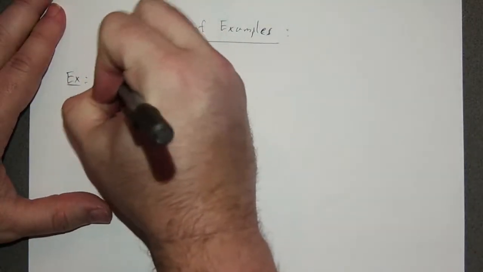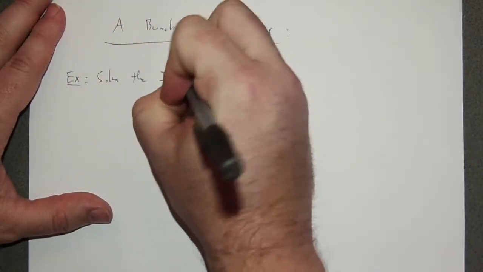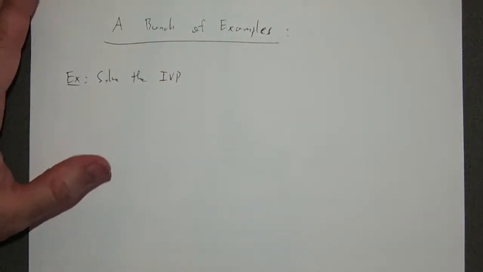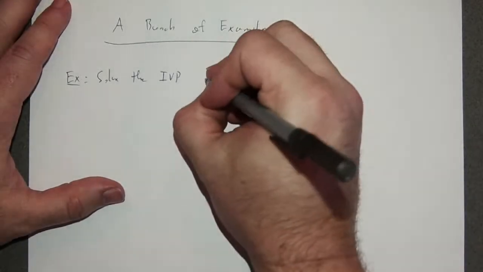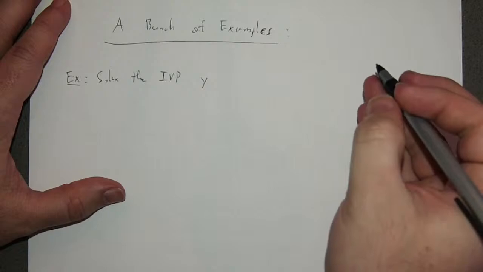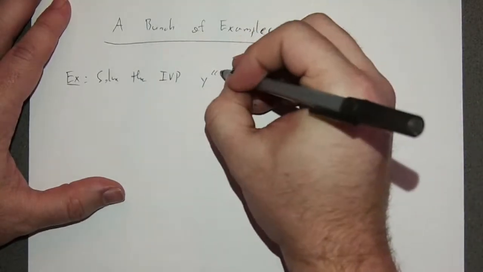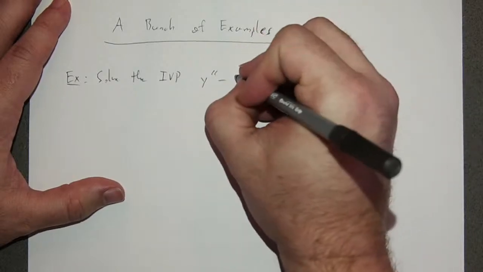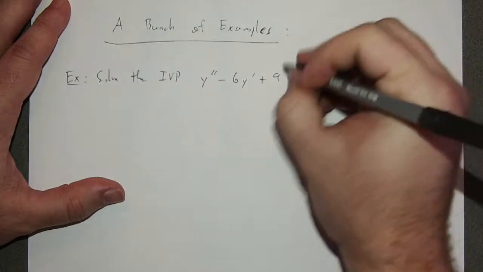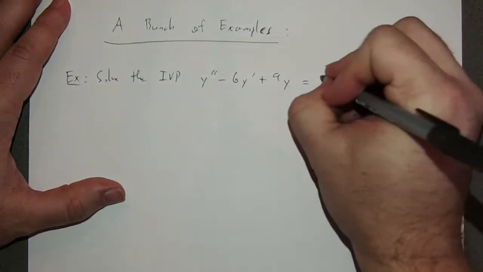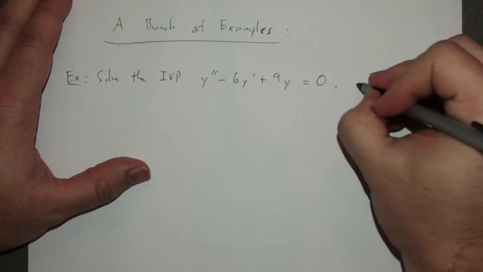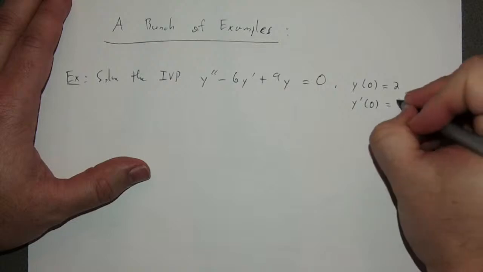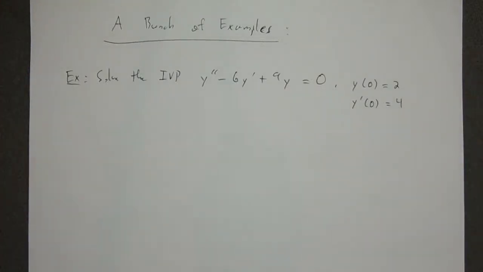All right, so let's solve the IVP, let me think here. Let's do y double prime minus 6y prime plus 9y is equal to 0 with initial conditions y of 0 is equal to 2 and y prime of 0 is equal to 4. Okay.